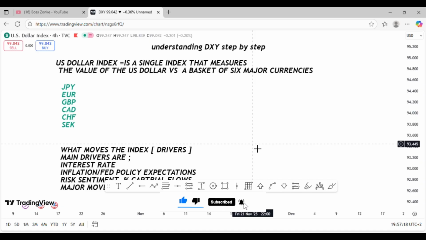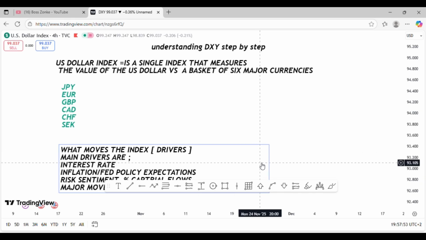It's up to you. As you can see on my screen, guys, the dollar index is a single index that measures the value of the US dollar versus a basket of 6 major currencies. These currencies that you are seeing in green color are the 6 major currencies. So you can take GBP and USD, USD and JPY, EUR and USD, USD and CAD, USD with Swiss, and USD with Sweden, you understand.